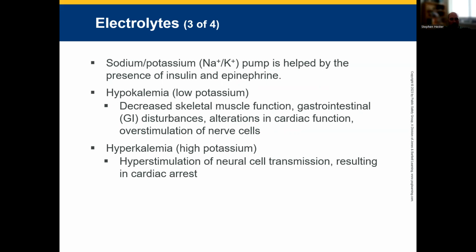So hypokalemia is low potassium. Side effects include decreased skeletal muscle function, GI disturbances, and alterations in cardiac function. Side effects of high potassium, hyperkalemia, include altered neural cell transmission, which can result in cardiac arrest.